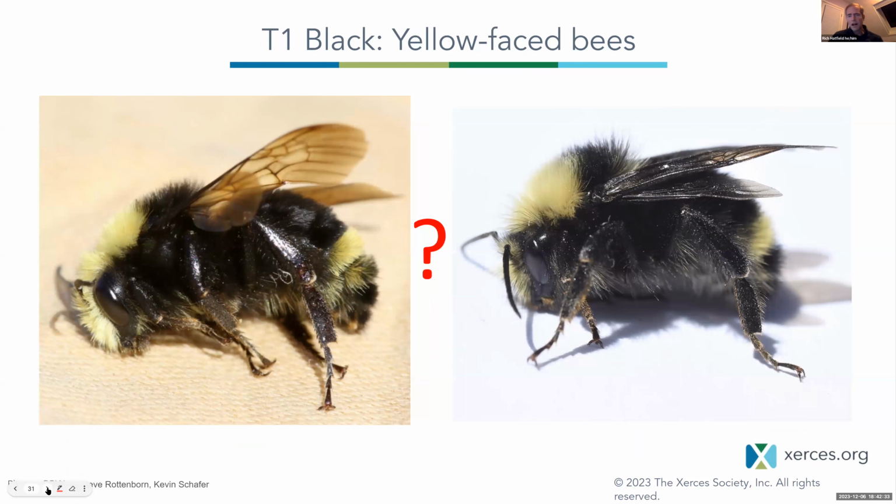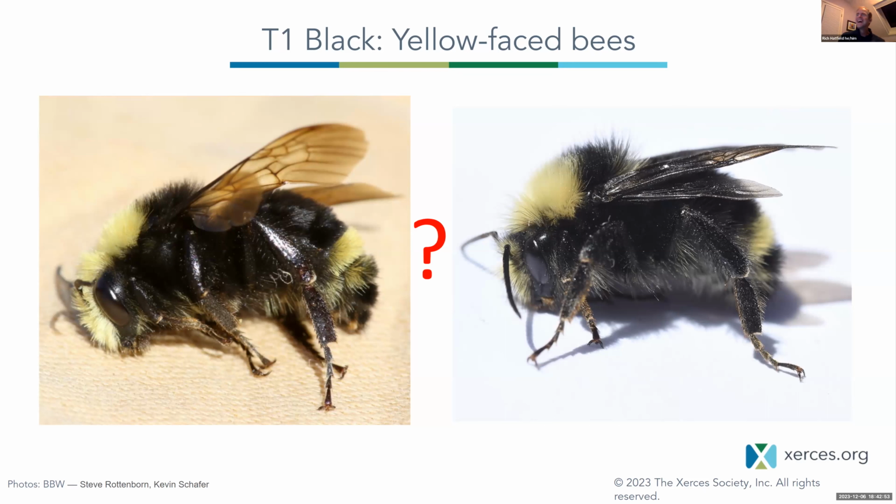Next, we're going to move on to the T1 black bees. So we will have eliminated a bunch of other bees, but now we're on to these species where the first abdominal segment is black or mostly black. The two species that you see here, I don't know what they are.